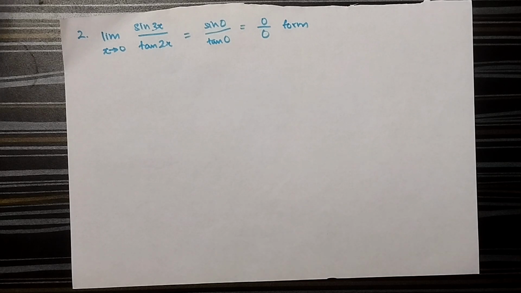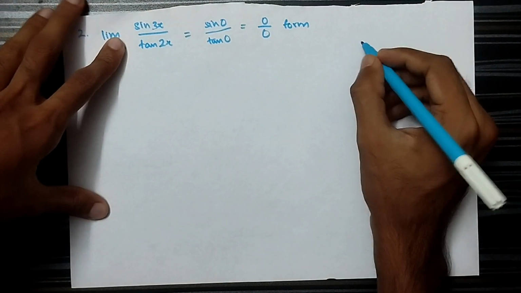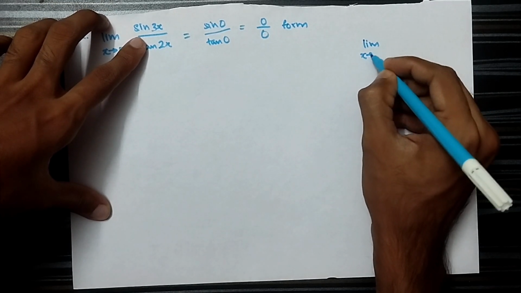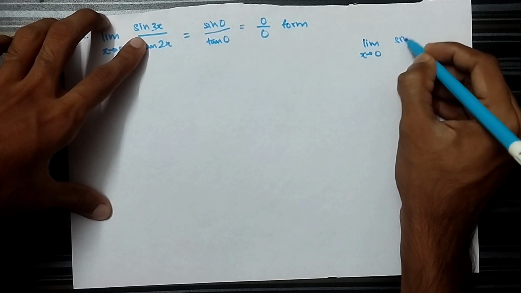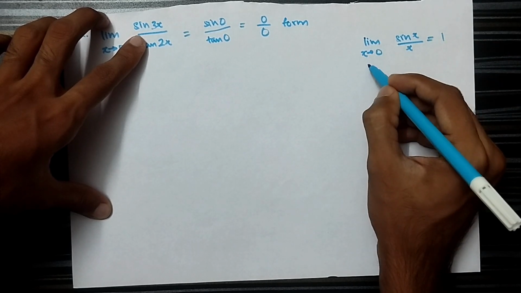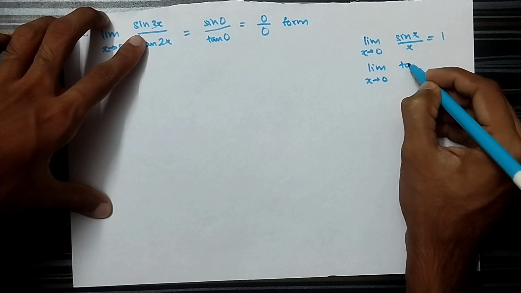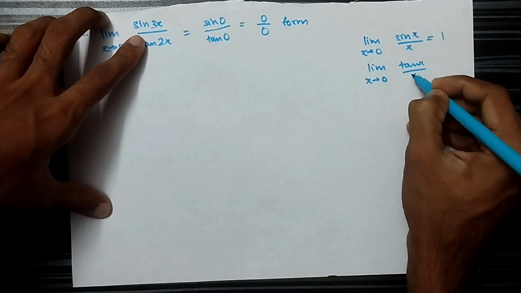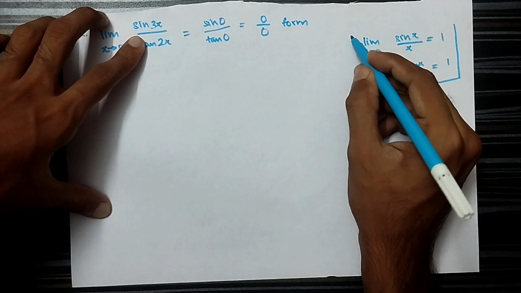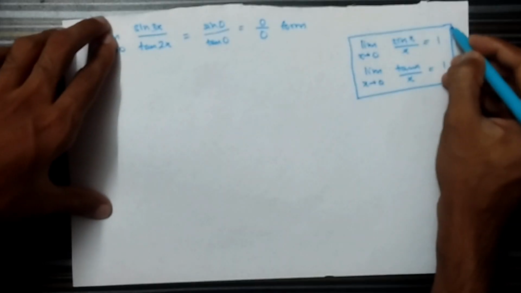So what else can we do? We have learned standard limit results. Some results which included sine and tan were: limit x tends to 0, sine x by x is equal to 1. And another result, limit x tends to 0, tan x by x is equal to 1. So we have these two results. What can we make of these results to help us with this problem?